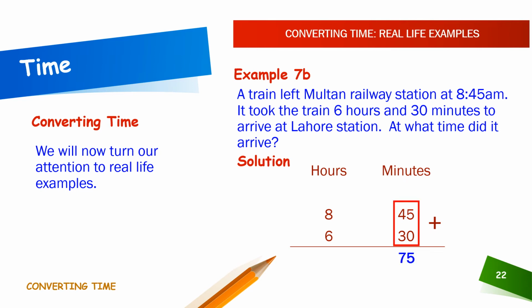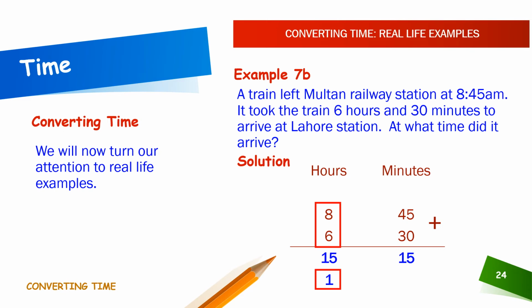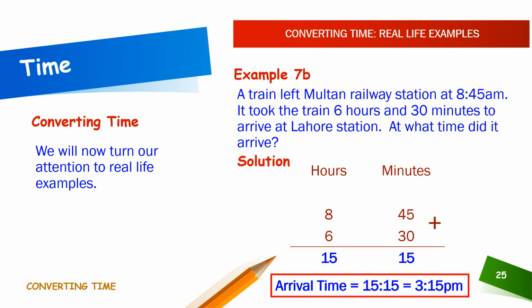So adding the minutes first gives us 45 plus 30 equals 75 minutes. 75 minutes is 1 hour and 15 minutes. So we place the 15 minutes in the column for minutes as shown, and the 1 is carried over in the hours column as shown. And then we add the hours. 8 plus 6 plus 1 is 15. So therefore, the arrival time is 15:15 or 3:15 p.m.